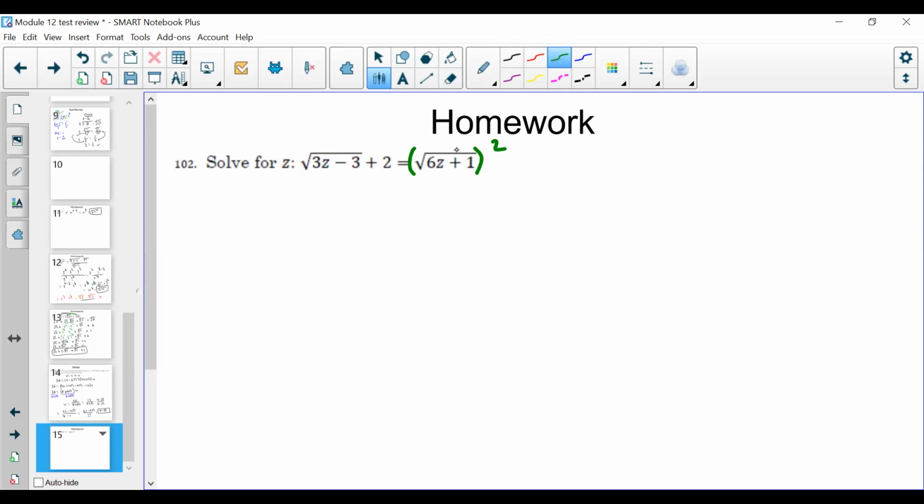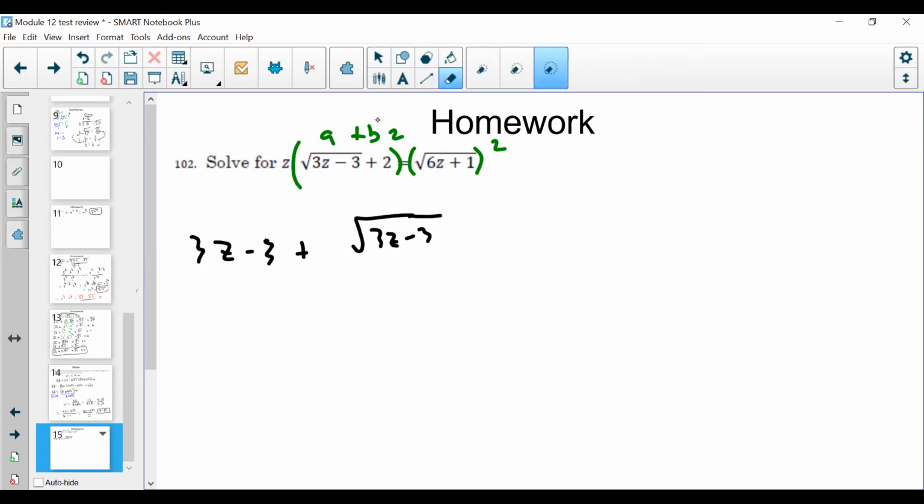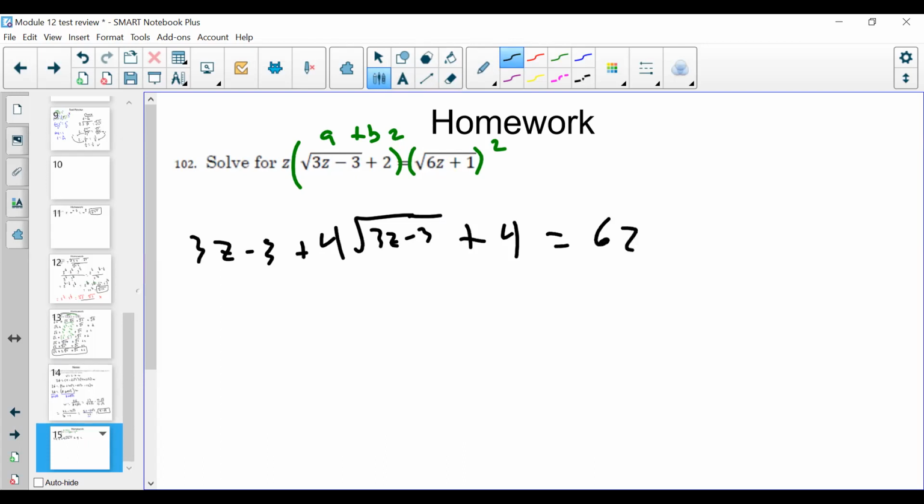So I don't need that form, but they isolate one of the square roots for me. So I'm going to go ahead and square both sides. On the left side, it's a perfect square trinomial, so it's in the form a plus b squared. So I have a squared, or the square root of 3z minus 3 squared, which will just be 3z minus 3. And then it's 2ab. So plus 2 times the square root of 3z minus 3 times 2. So it should be 4 here, sorry. Plus 4. And then plus b squared, which will just be 4. And that's all going to equal the square root of 6z plus 1 all squared. The square root and the square just cancel out, and I'm just left with this.